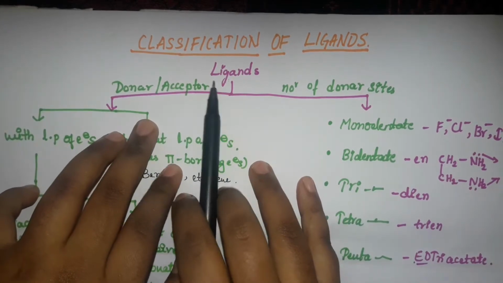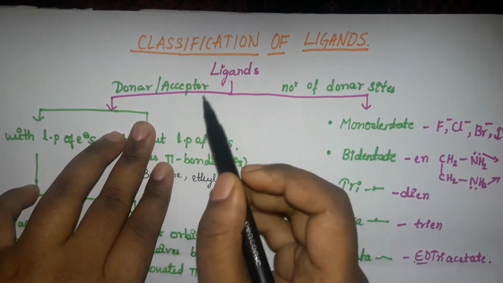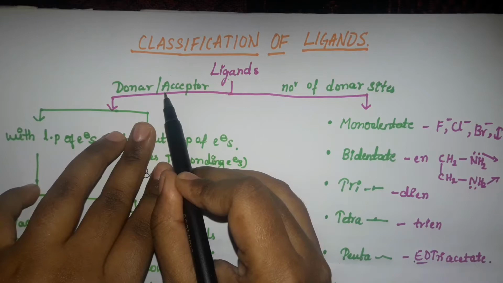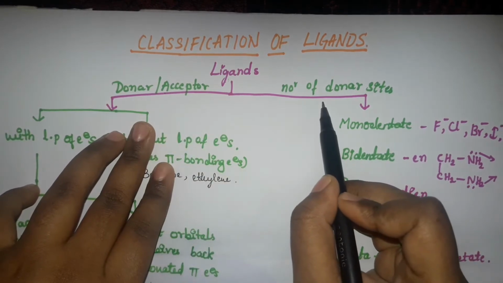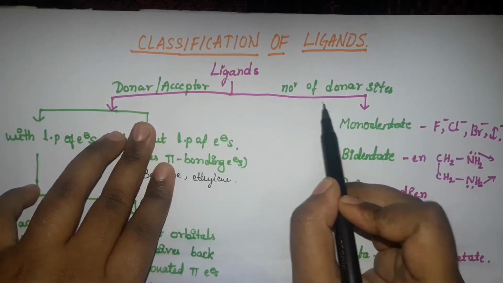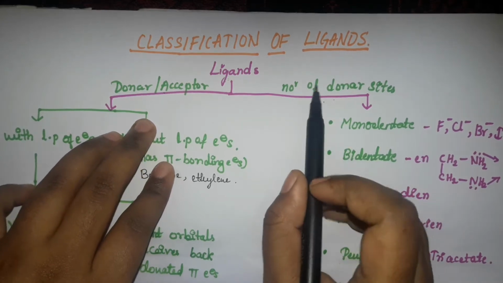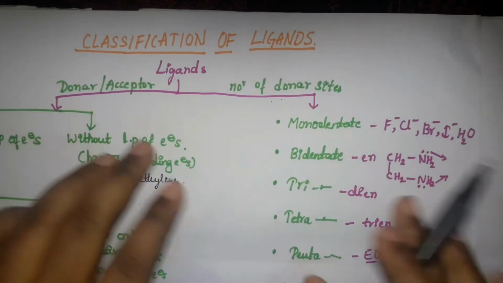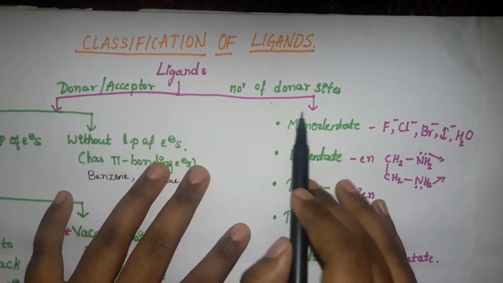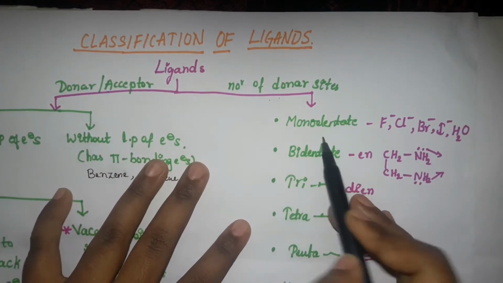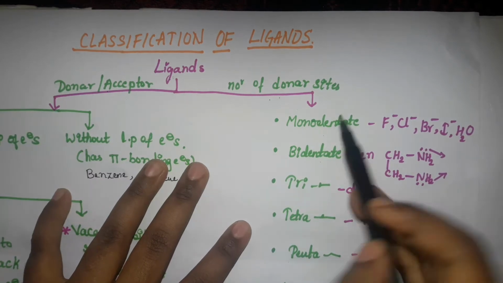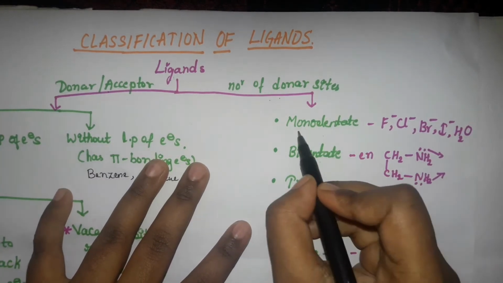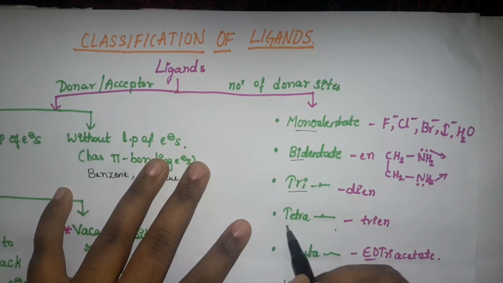Ligands are majorly divided into two subdivisions: based on the donor or acceptor capability, and based on the number of donating sites or donor sites. So first let us discuss the classification by number of donor sites. Based on the number of donor sites, a ligand can be said to be monodentate, bidentate, etc. In the name itself we can see mono, bi, tri, tetra.